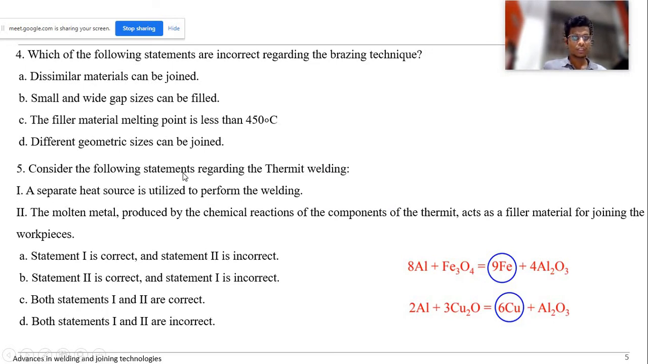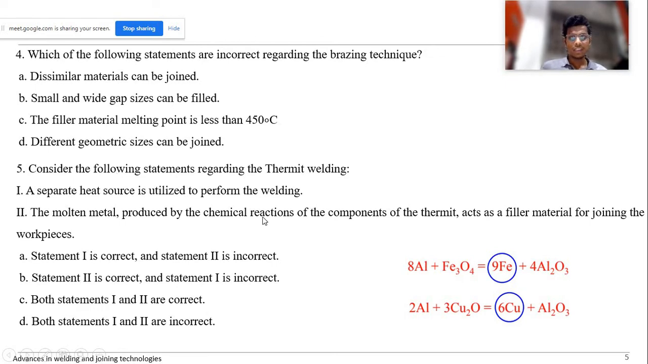So next question is consider the following statements regarding thermit welding. First statement: a separate heat source is utilized to perform the welding. And next statement: the molten metal produced by chemical reactions of the component of the thermite acts as a filler metal for joining the workpieces. Someone has chatted that C is the answer: both statements 1 and 2 are correct.